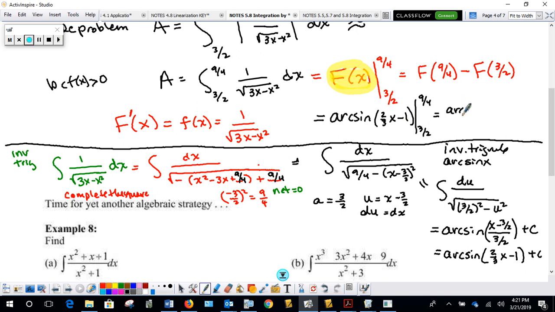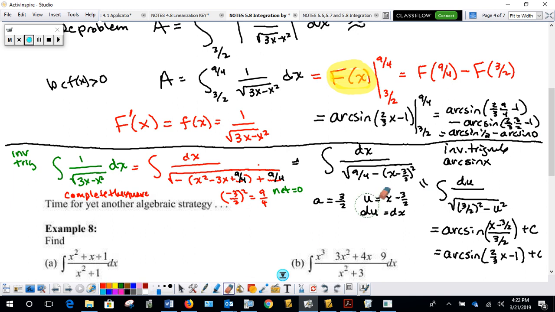It becomes arc sine of 2/3 times 9/4 minus 1, minus arc sine of 2/3 times 3/2 minus 1, which is going to equal, let's see what this ends up being, 9/6 minus 1. And 9/6 minus 1 is 3/6 or 1/2. So this is arc sine of 1/2 minus arc sine of 0.